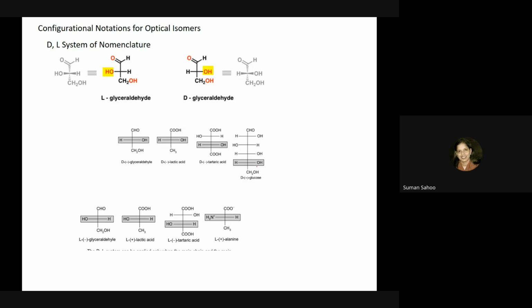So for example, we have given the example of lactic acid. In this lactic acid, OH group is on the left hand side, so this is denoted as the L configuration. And in case of alanine, the NH2 group is on the left hand side, and D-alanine would be where the NH2 group is on the right hand side, and all others remain the same. So this is your D-alanine.